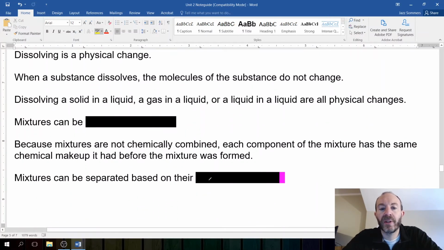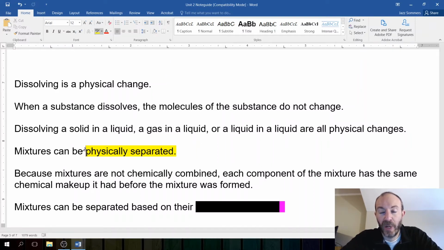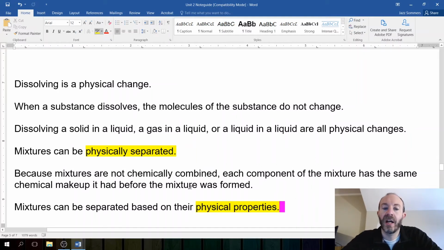One physical change that people have a tough time with is dissolving. If I dissolve some sugar in water, that's not a chemical change. I can undo that. I can evaporate the water and get the sugar back the same exact way it was before. That is an example of a physical change. So dissolving something in something else that you can undo, that's a physical change because these mixtures can be physically separated, and they can be separated based on the physical properties.